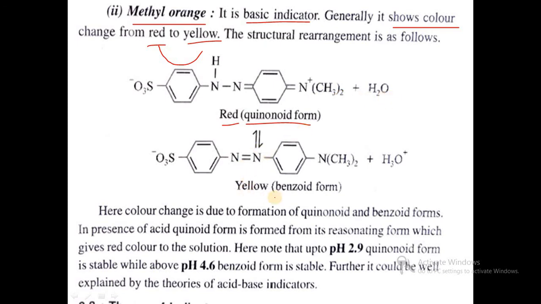But in the resonating form it changes to the benzoid form, which is yellow: SO3 minus, N double bond N, benzene ring, N(CH3)2. Here the color change is due to formation of quinonoid and benzoid forms. In presence of acid, the quinonoid form is formed from its resonating form, which gives red color to the solution. Note that up to pH 2.9 the quinonoid form is stable, while above pH 4.6 the benzoid form is stable, which will be explained in acid base indicators.